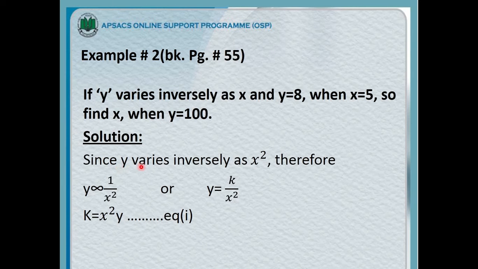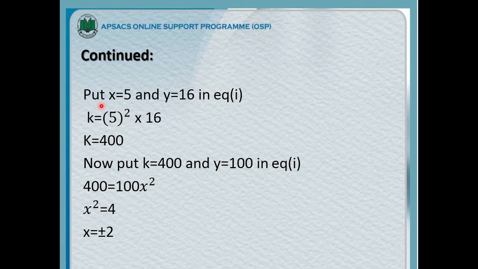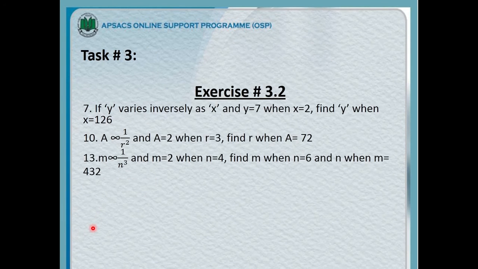Since y varies inversely as x square, therefore y is inversely proportional to x square. By removing this sign of proportionality, we get equation y equals k upon x square, and by cross multiplying we will get the value of k. Now substitute values of x and y in order to find out the value of k. So we get the value of k, that is 400. Now by putting the value of k and y in equation number 1, we get value of x, that is plus minus 2. Here is task number 3. Now students, you have to do question number 7 and 10, 13 of exercise 3.2.